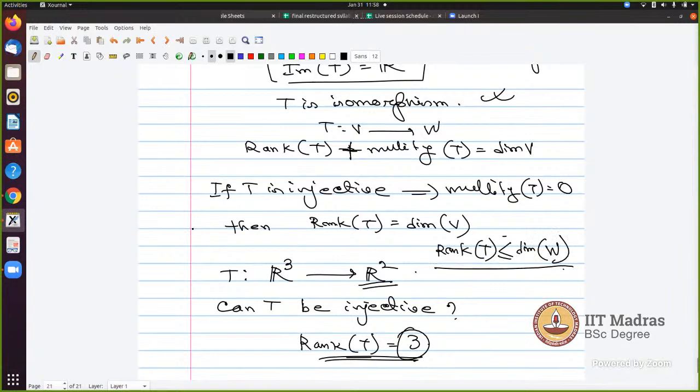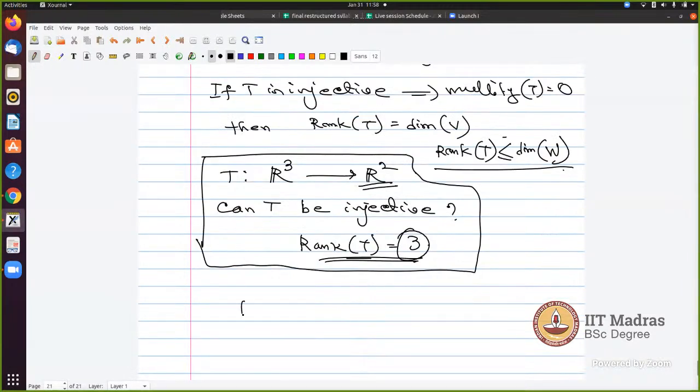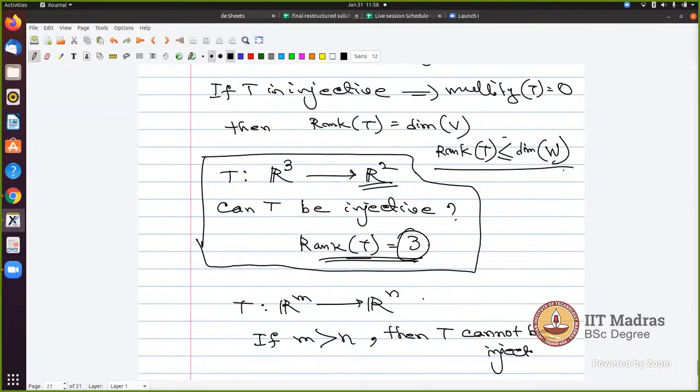So for this type of mapping from R3 to R2, or basically Rm to Rn where m is greater than n, T cannot be injective. Is it clear? Rm to Rn, yes, m is greater than n. Yes, sir. So can you write that statement? If m is greater than n, then T can't be injective. Is it clear to everyone?